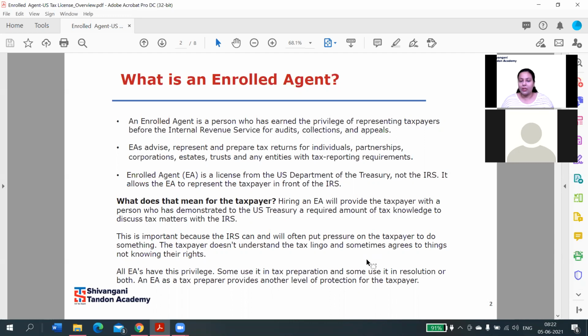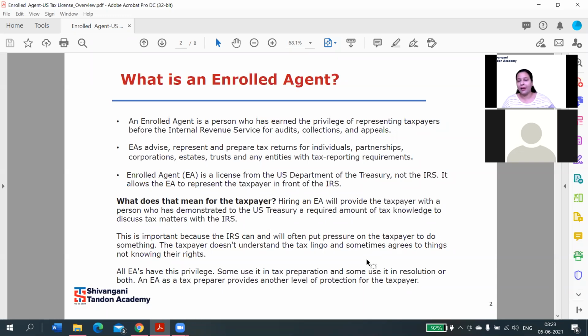If you have the knowledge of the enrolled agent or US taxation, you can prepare the return easily. You are aware of the software usage, so you can prepare it. You can sign it, taking the responsibility that yes, I have prepared the return and I'm ready to take any responsibility. The toughest part of being an EA is representing your client in front of the IRS.